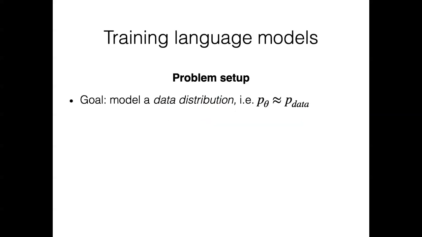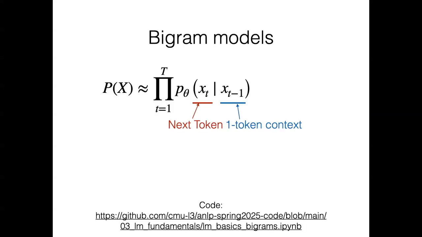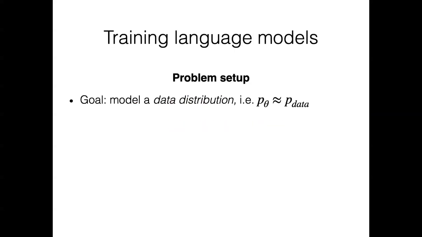And so how do you train one of these bigram models? Well, first is learning what is the general setup when you're training a language model. Your goal is to learn a language model that models what I'll call a data distribution. So your data distribution is whatever is in the data set that you have, and then you want to build some model of it.